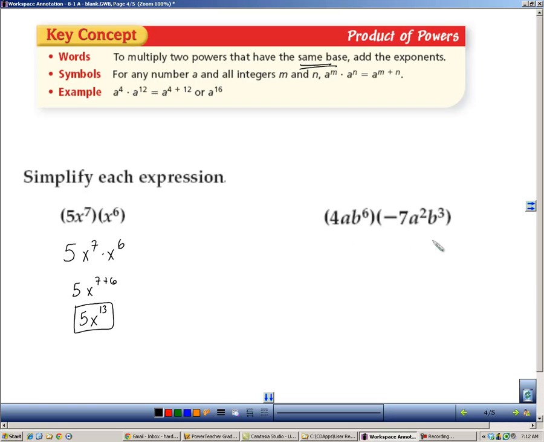This one's a little more complicated. What I like to do is break it up into pieces. In other words, I'm going to multiply 4 times negative 7 because those are the number parts, the coefficients. Then I'm going to multiply a times a squared. And then I also multiply the b to the 6th times the b cubed. Because remember, you can only multiply things that have the same base. We said that at the very beginning. So 7 times 4, negative 28 in this case. Here, a to the 1 plus 2. Remember that if you don't have an exponent, we assume there's a 1 there. So we'll add 1 and 2. And then the b's, we're going to do b to the 6th plus 3, which gives negative 28, a to the 3rd, b to the 9th.